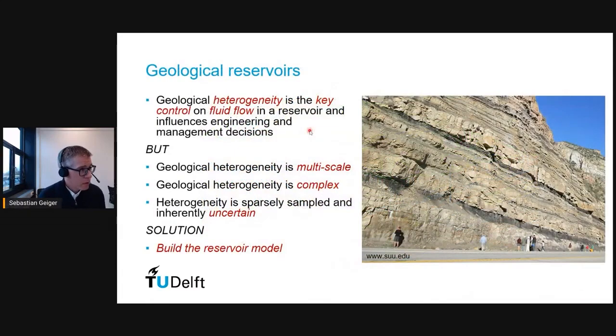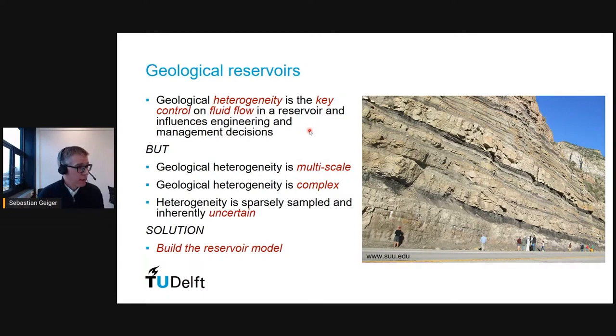So the moment we talk about geological reservoirs, the subsurface, we are entering some problems. Geological heterogeneity is always a key control on fluid flow in a reservoir. It ultimately influences many engineering management decisions. So where do we drill the wells? How many wells do we drill? How much fluid can we produce, be it oil and gas or geothermal water? How effectively could we store CO2 or hydrogen in the subsurface?